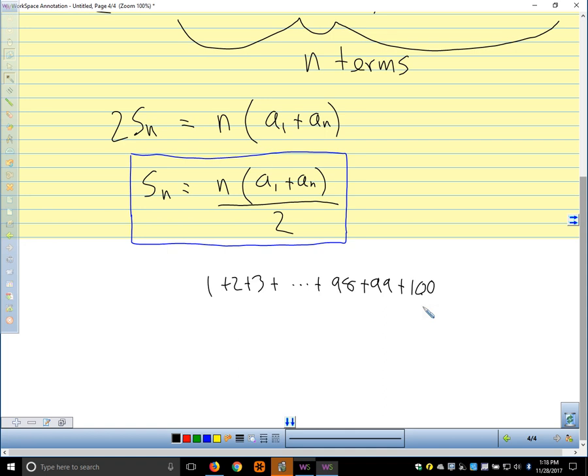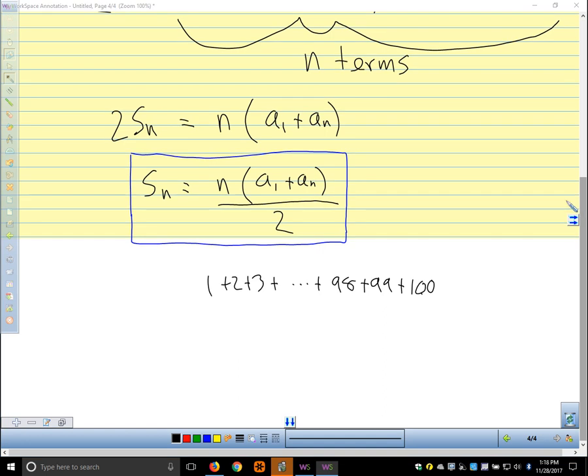So we had to wait until advanced pre-calc to figure it out. Gauss figured it out in elementary school. All right. So let's look at a couple of examples of this, and then I'll show you how to use your calculator a little bit.